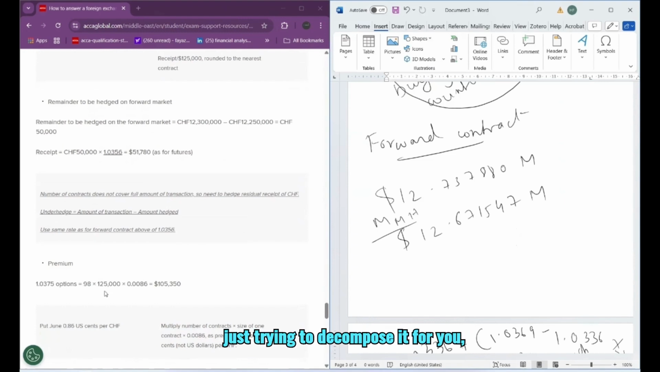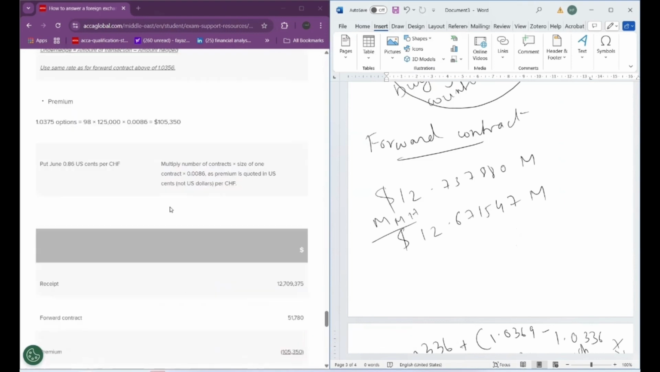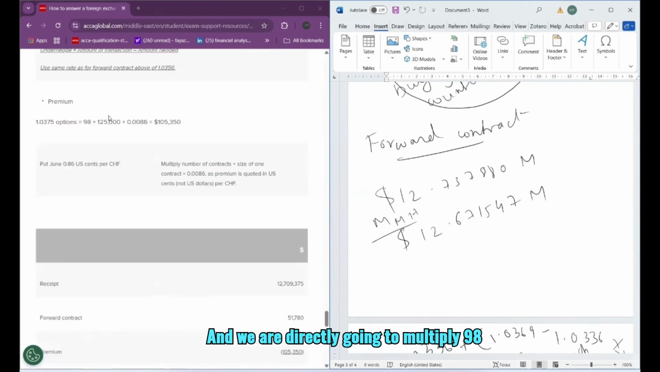They are just trying to decompose it and simplify it for you so that you can understand how this came. 98 is the number of contracts, 1,25,000 is the contract size, and so on. And then this is how it has come. Since 0.0086 is already in US dollars, we don't have to worry about it. We don't have to convert it. We are directly going to multiply 98 into 1,25,000.